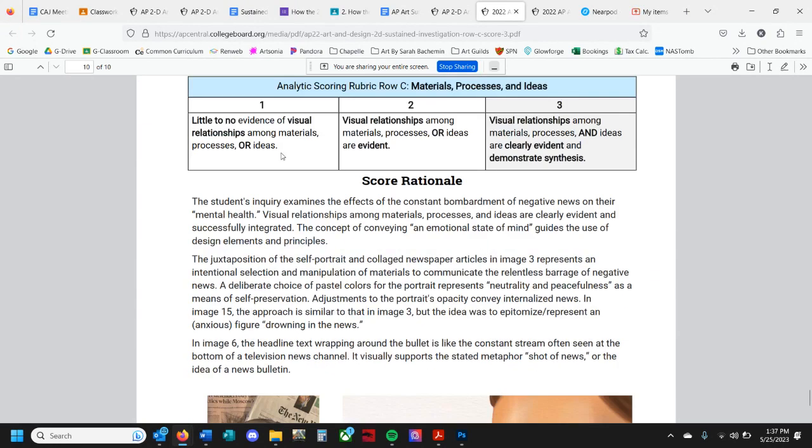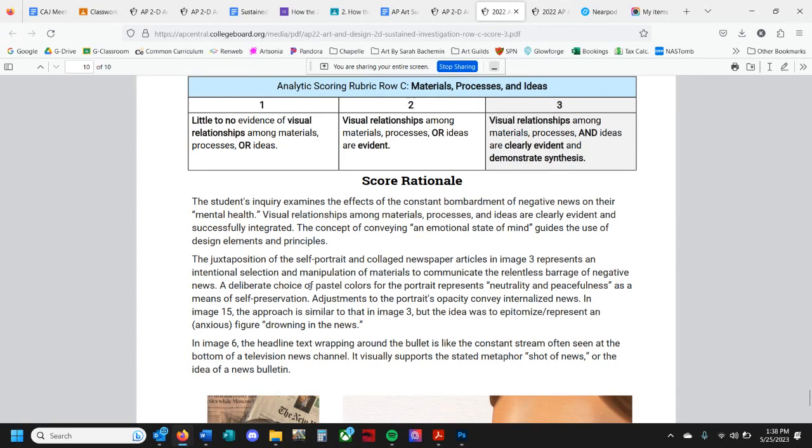Okay, so here's her score rationale. The student's inquiry examines the effects of the constant bombardment of negative news on their mental health. Visual relationships among the materials, the processes, and the ideas are clearly evident, and they're very successfully integrated. The concept of conveying an emotional state of mind guides the use of design elements and principles. The juxtaposition, I love that word, of the self-portrait and collaged newspaper articles in image 3 represents an intentional selection and manipulation of materials to communicate the relentless barrage of negative news.